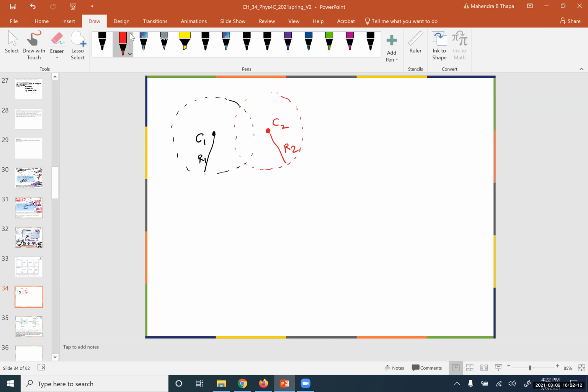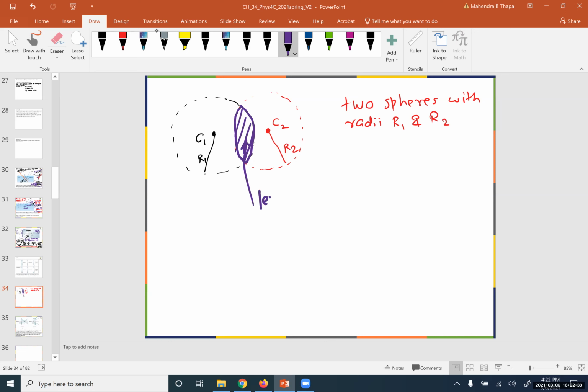So you consider the two spheres with radii R1 and R2. If you just consider this part, this behaves as a lens. This is the example of a convex lens. We call it the convex lens.